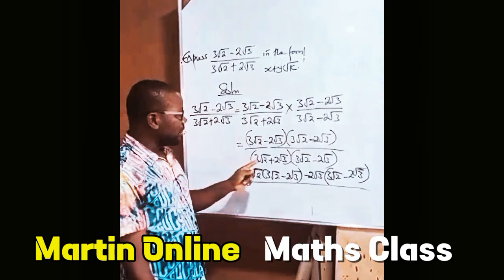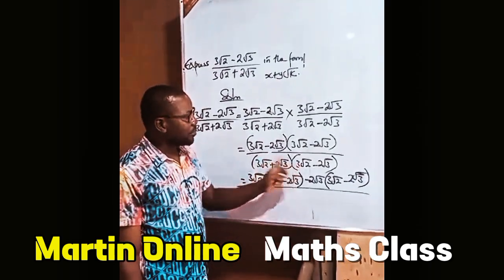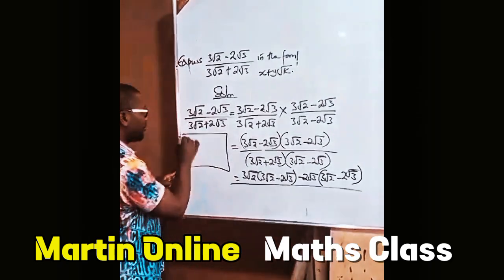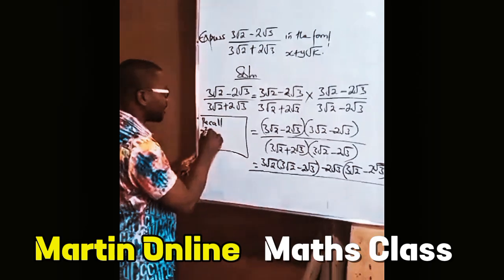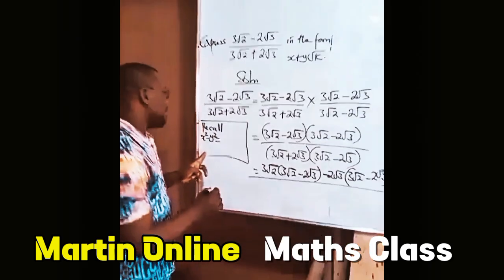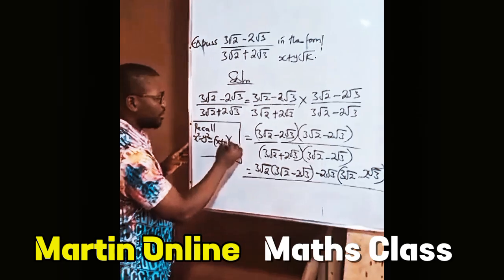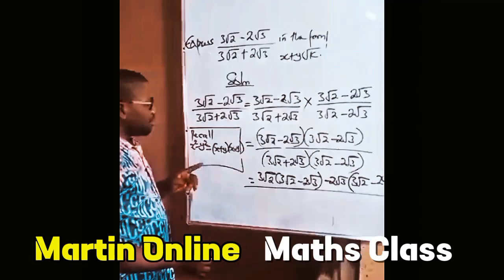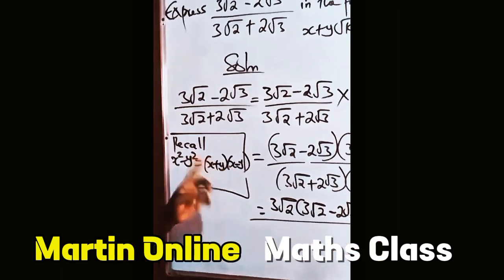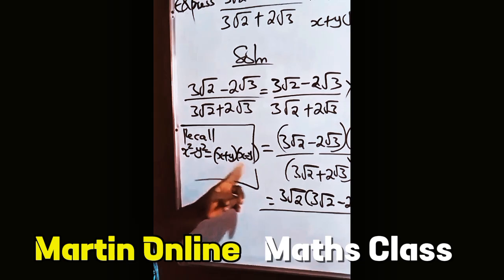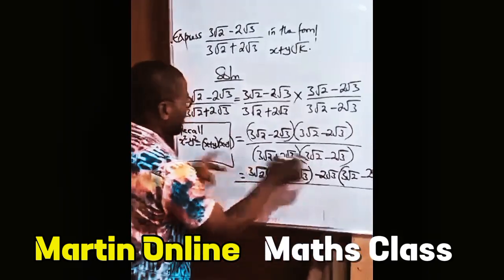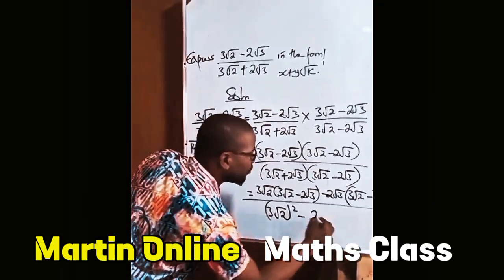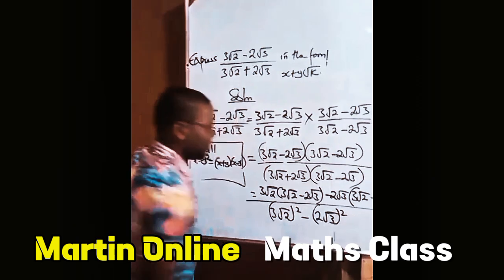If you look at the denominator, this is an expression that we call the difference of two squares. What is the difference of two squares? If you recall, if you have x² − y², this identity is equal to (x + y)(x − y). It is the product of their sum and their difference. So I can write this as (3√2)² − (2√3)².